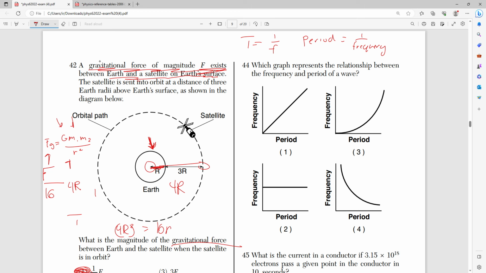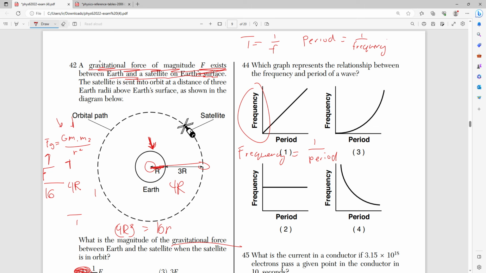Remember that a graph is always in terms of the y-axis, so let's put this in terms of frequency. I'm going to multiply both sides by frequency, and I'm left with period times frequency is 1. Then I'm going to divide by period on both sides, and I get that frequency is actually equal to 1 over period.